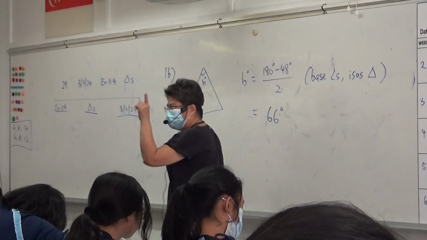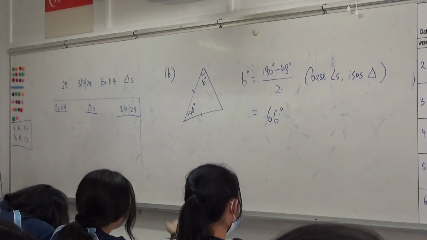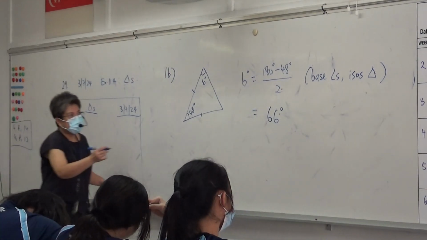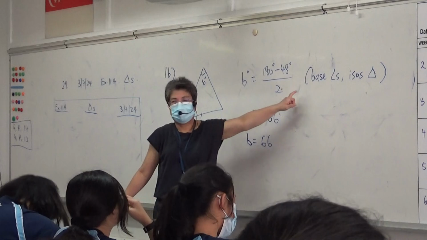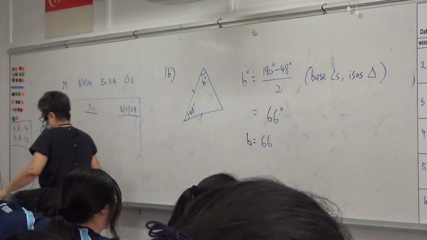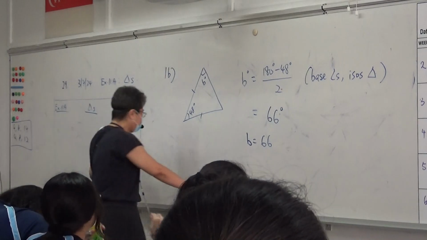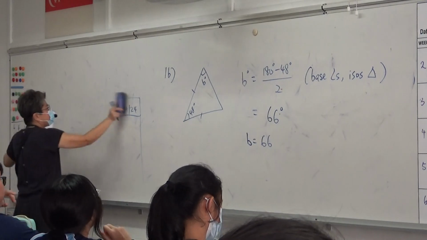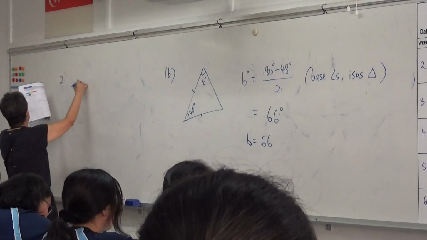I want to look at the question again. What do they want? The value of the unknown. So is it B degrees or B? B. So what's my B? Yes. Okay? I need to see this one. Everybody clear? Everybody clear? Okay, take this now. Then, I want you to draw the diagram for 2.